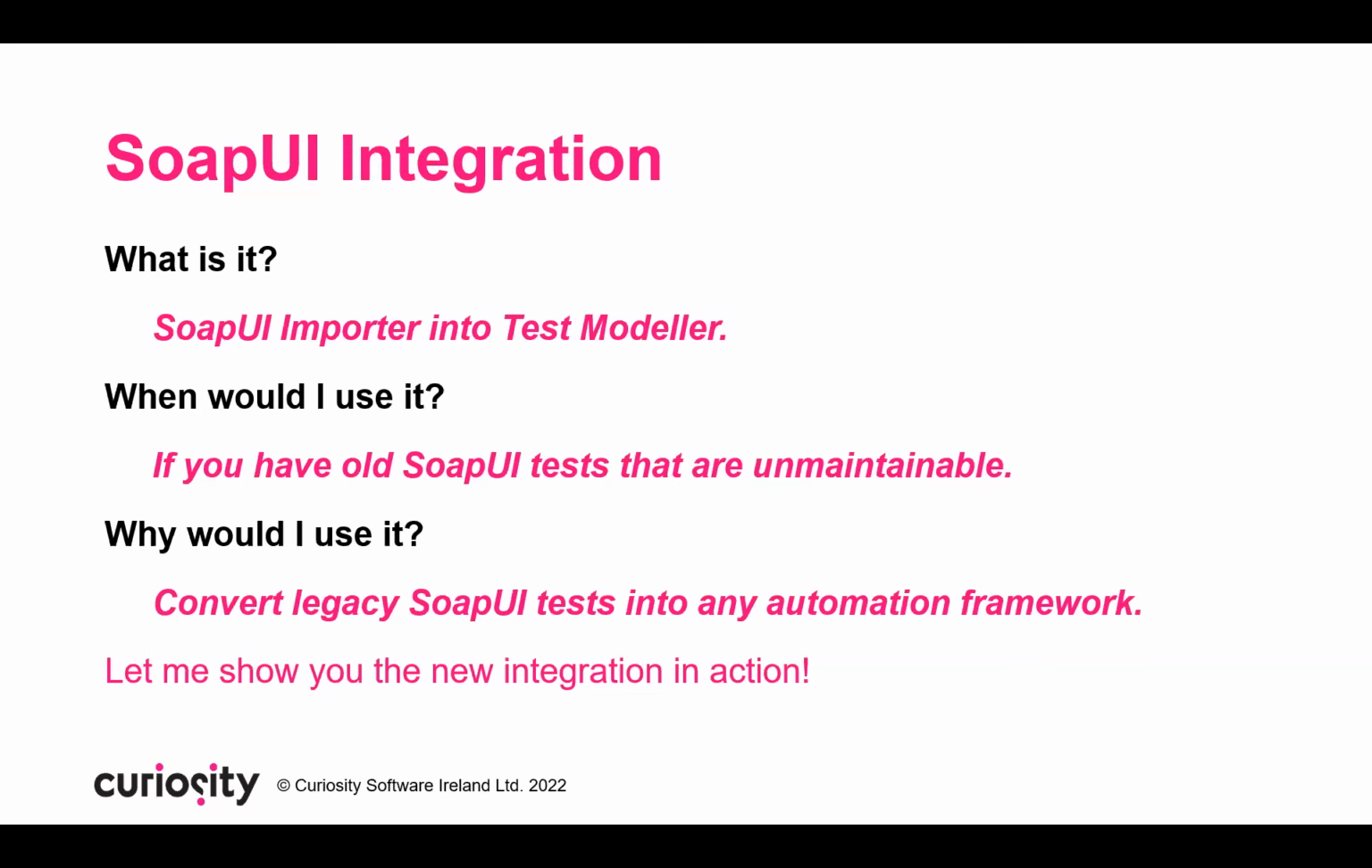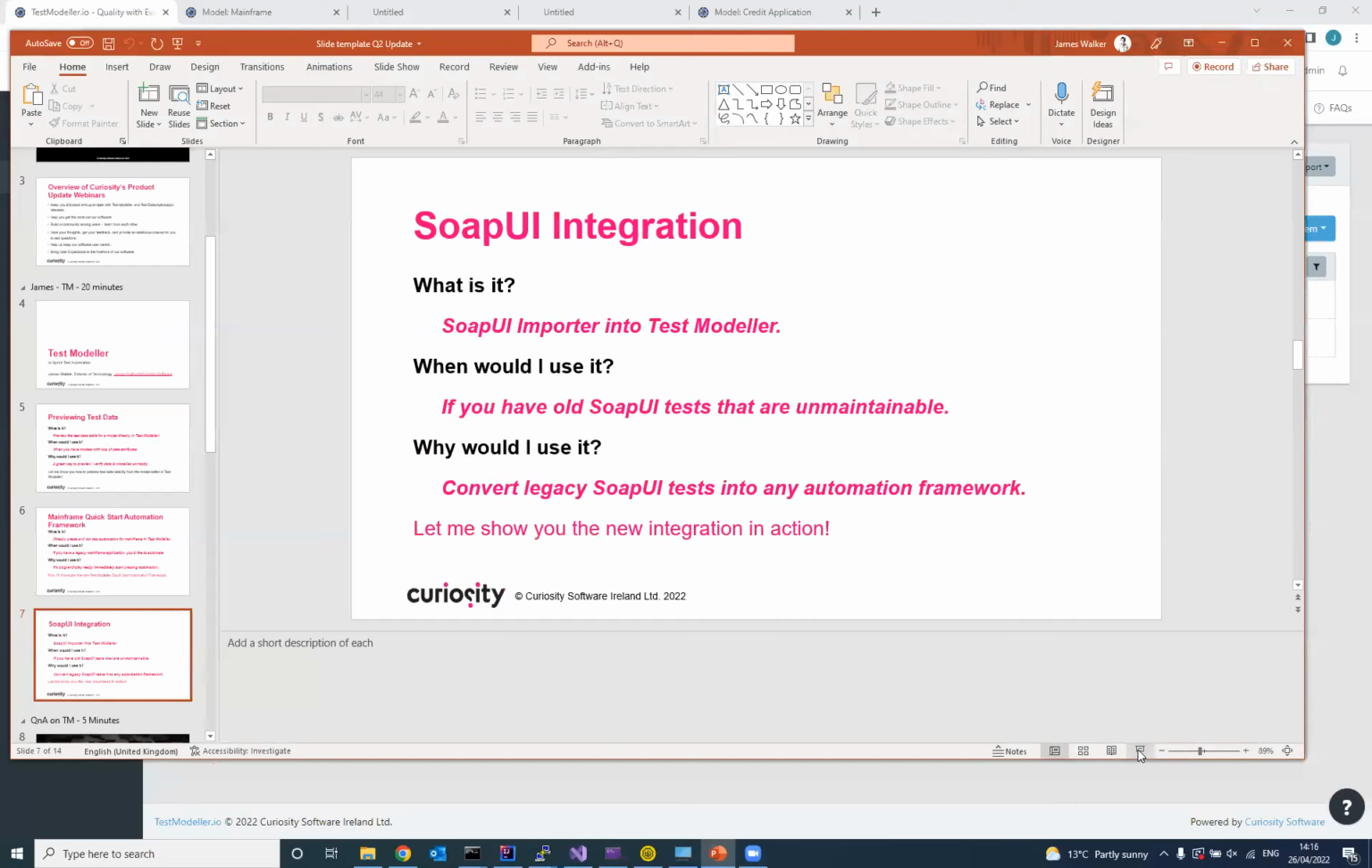Okay, and the idea here is that either we can help you move your SoapUI test into Test Modeler and you can carry on using SoapUI in the back end, or it may be from the perspective that you want to move away from your SoapUI tests into something a bit more open, like Rest Assured or Postman or some other kind of API-based automation framework.